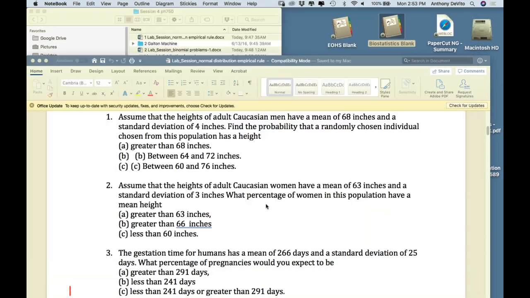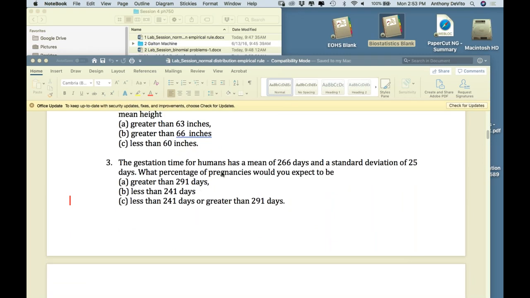Let's take a look at this next one. The gestation time for humans has a mean of 266 days and a standard deviation of 25 days. What percentage of pregnancies would you expect to be less than 241, or greater than 291? Let me preface this by saying we're going to make believe that this is a normal distribution.